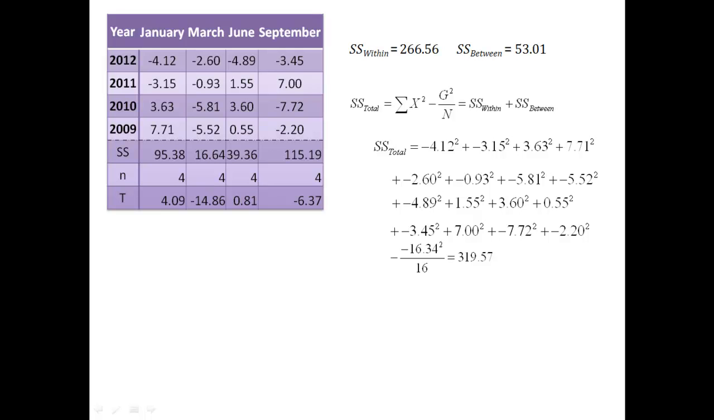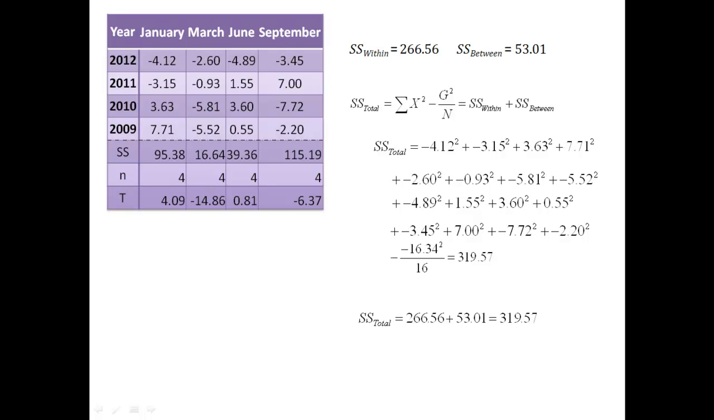So the sum of squares total, you're just squaring the value of each score, and then you're subtracting out G squared over N. And this is what it looks like for this data set. And we're going to compare that with the sum of squares within plus the sum of squares between, and thank goodness the two values are the same, which means that we haven't made any math errors and we're feeling very good about ourselves.